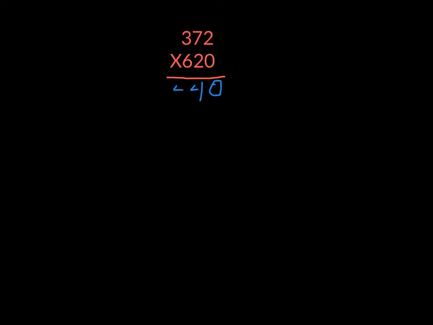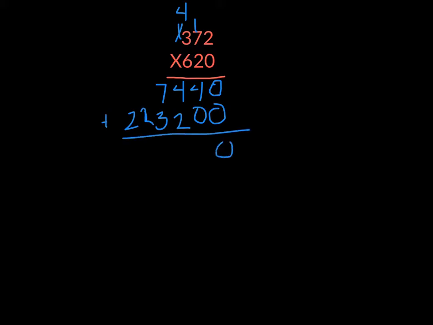2 times 7 is 14, 2 times 3 is 6, plus 1 is 7. Now I put down 2 zeros because I'm multiplying by the hundreds place now. 6 times 2 is 12. Carry this 1. 6 times 7 is 42, plus 1 is 43. Carry this 4. 6 times 3 is 18, plus 4 equals 22. Then I add these together, and I have 0, 4, 6, 10, 3, 2, which is the same answer that I got before.